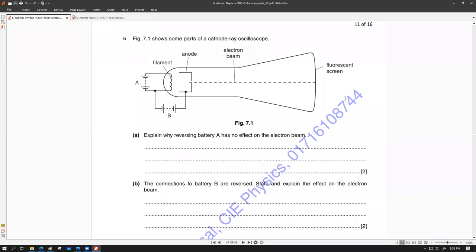Then it says, part B, the connections on battery B are reversed. What effect does this have on the electron beam? So if you reverse B, what's going to happen? Sir, it is going to move in the opposite direction, to the left, not to the right. Away from the anode, right? It will be moving away from the anode and the electron beam is not produced. Yes, you have to finish your sentence by that. No electron beam is produced. Good. So yeah, this is a good question. Let's give it a try.